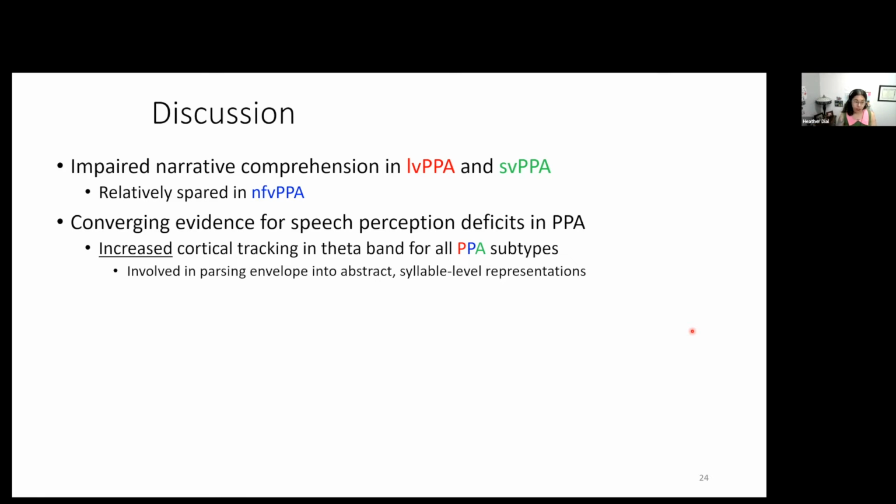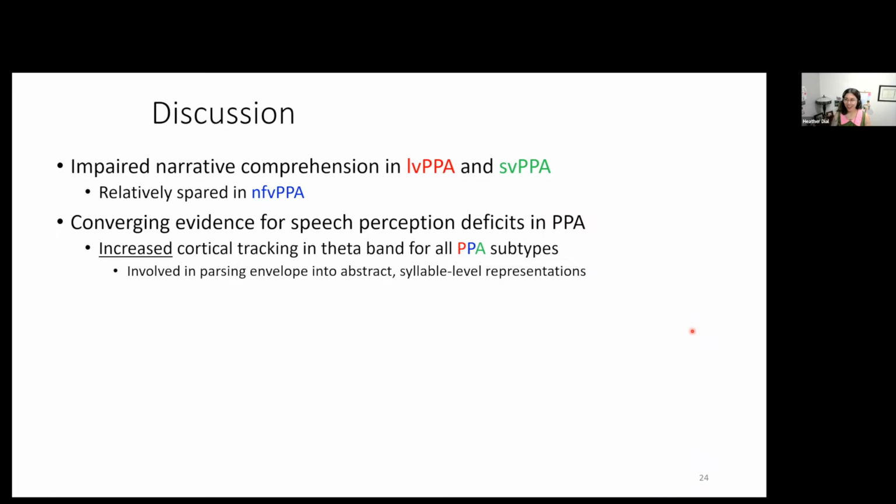We observed converging evidence for speech perception deficits in PPA. So these deficits have been observed in previous work. And what we're seeing here is that this is manifest as increased tracking in the theta band for every PPA subtype, all 3. Now, again, cortical tracking of the envelope, what we think here at the theta level is that it's involved in parsing the envelope into these abstract syllable level representations.